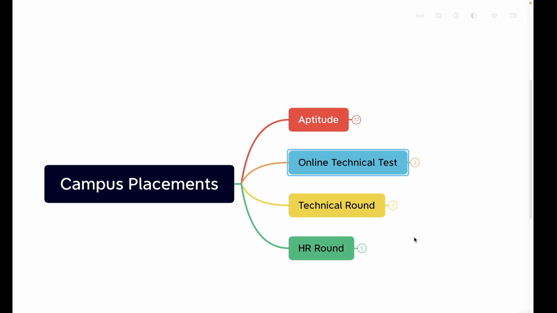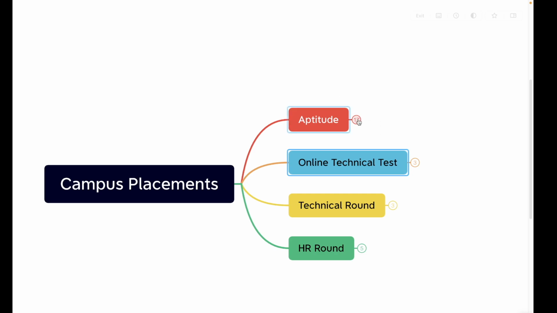See here, if any company is coming to your campus, then very first they will have the aptitude round. Aptitude is very important, because if you are able to crack the aptitude, then only you are eligible for the online test, and if you are able to crack this online test, then only you are eligible for the technical round, and after that HR. So the entry point is the aptitude test. So very first you need to prepare on this aptitude skill.